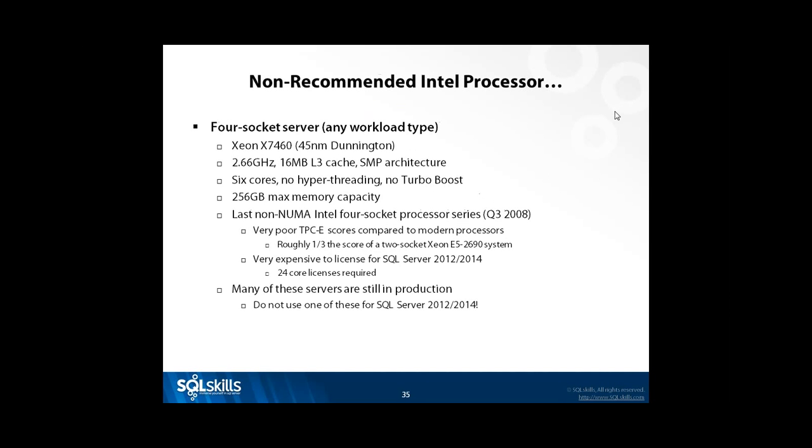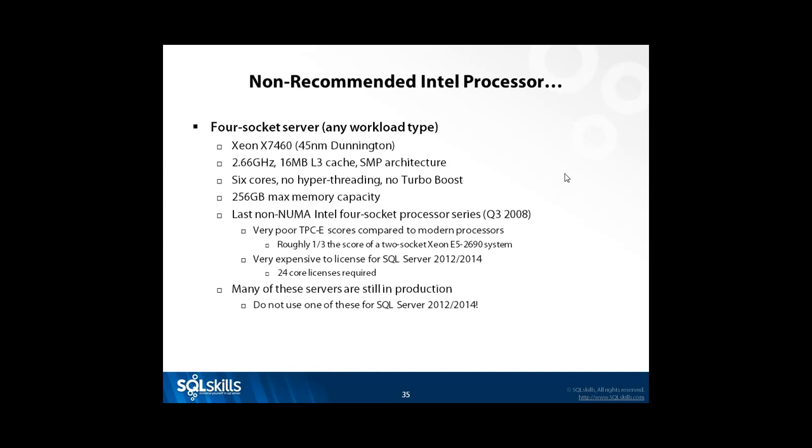And then this is one you don't want to use. This thing's not sold anymore, but a lot of people still have these around. And if you let somebody like your boss talk you into reusing an existing server, you might have one of these, unfortunately. And this is a really, really bad choice. This was the last generation Intel processor that didn't have NUMA support. It was SMP. And so this thing had a pretty low clock speed. This is from like 2009. And it has 6 cores, but no hyperthreading and no turbo boost. And you can only have 256 gigs of RAM in a 4-socket server. So that's really low by modern standards.